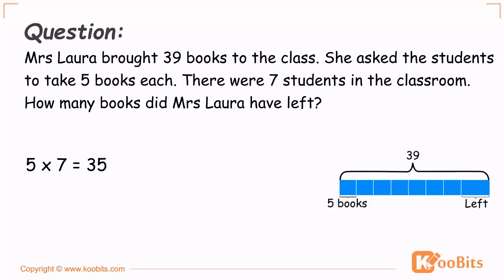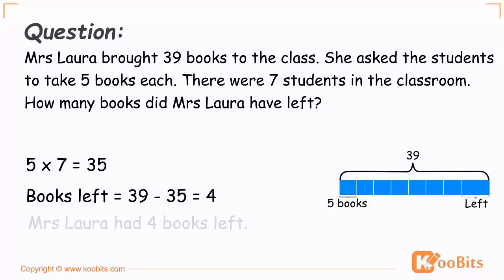The total number of books the students took equals 35. Since there were 39 books at first, the number of books left is equal to 39 minus 35 equals 4. Hence, Mrs. Laura has 4 books left.